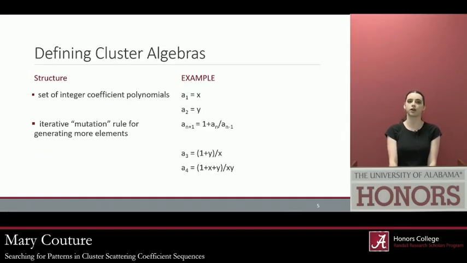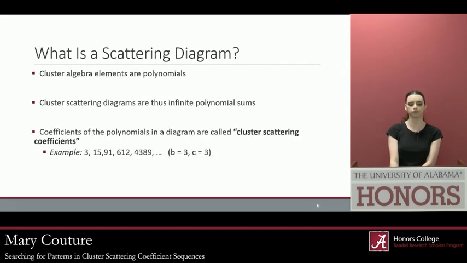What a cluster algebra actually is, though, is a set of integer coefficient polynomials alongside a rule called mutation for generating more elements. There's an example of this up on the board. We start with the polynomials x and y, and using the rule, we can generate further elements in the cluster algebra. A scattering diagram can be used to characterize each of those elements, and there are an infinite number.